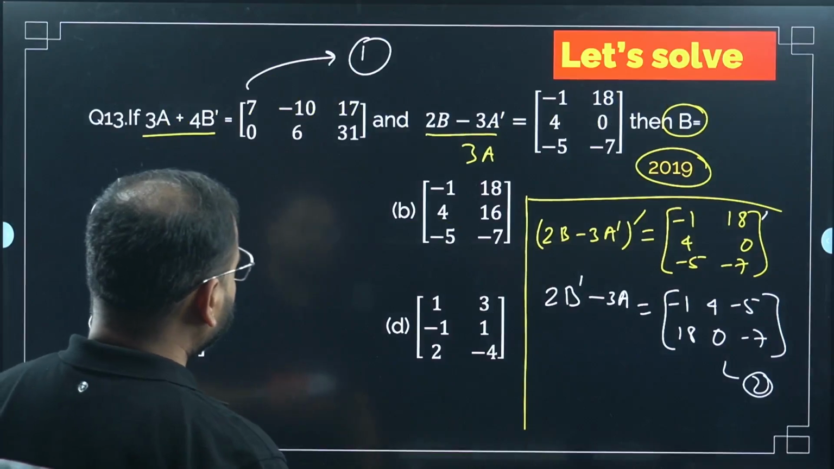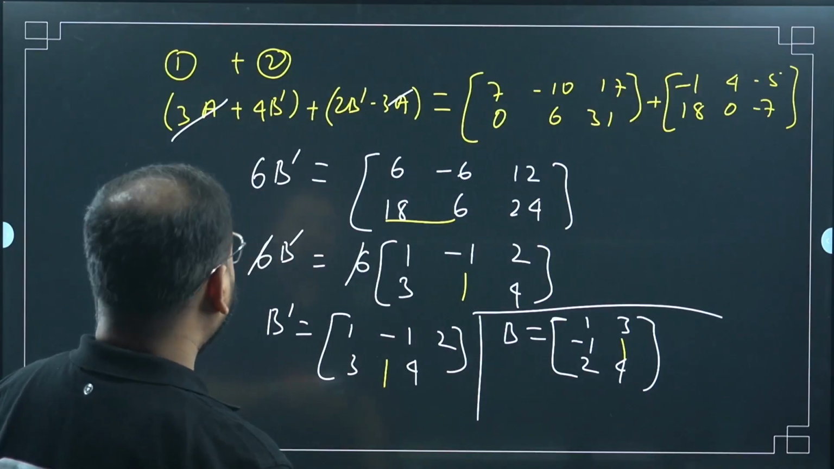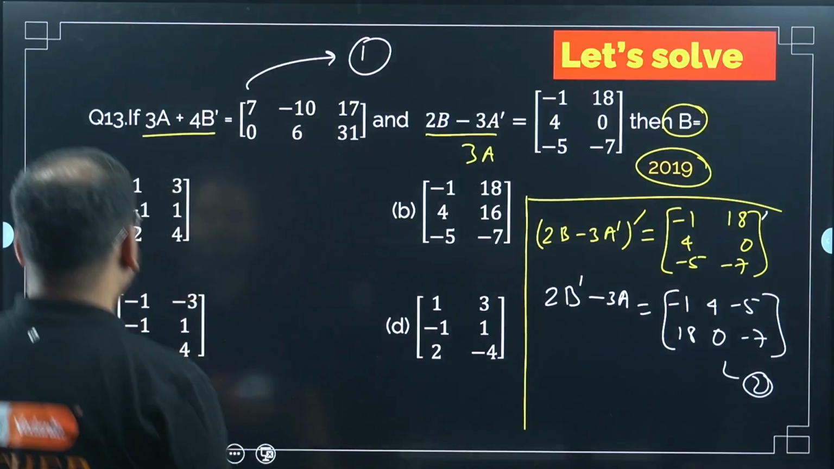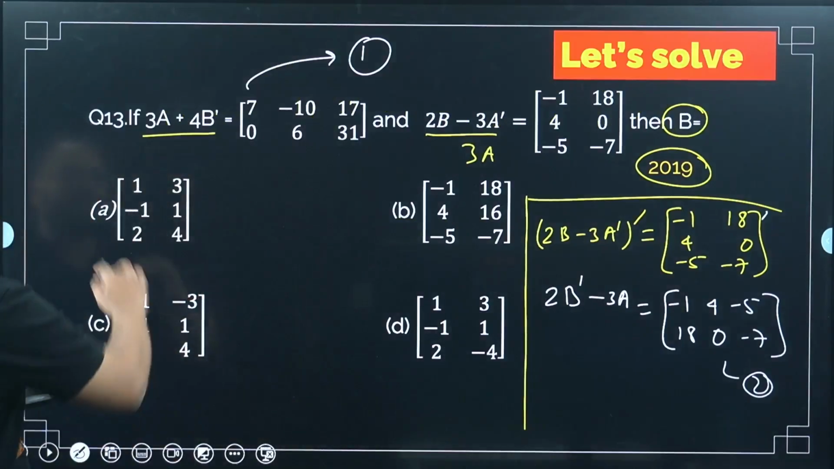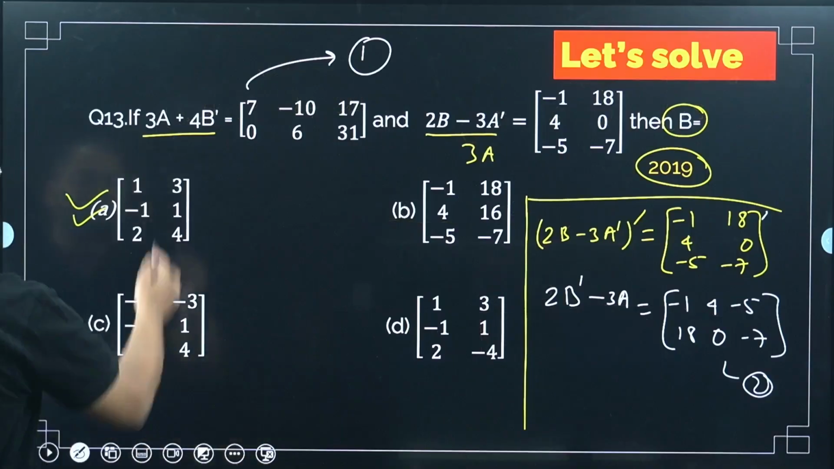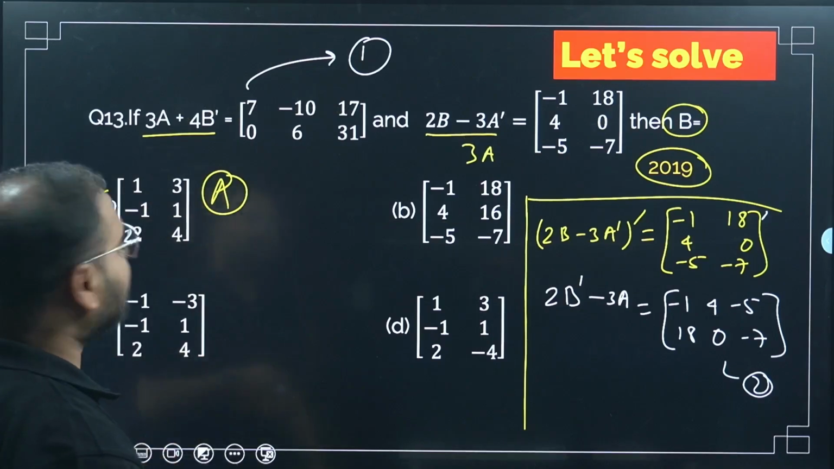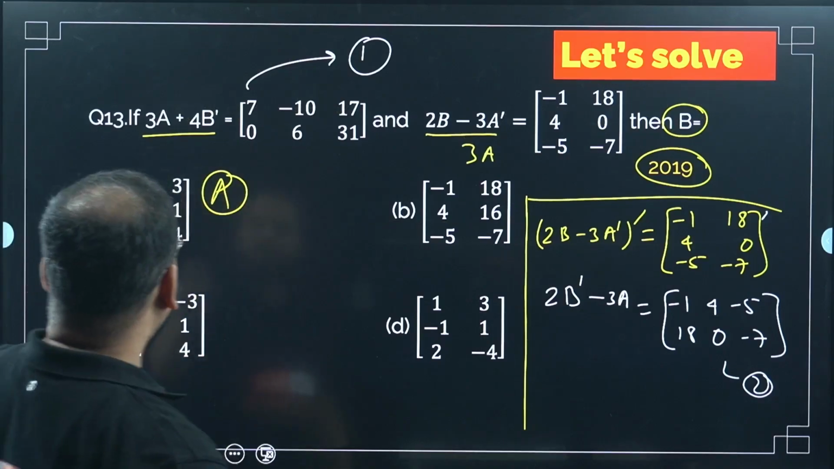1 minus 1, 2, 3, 1, 4. Option A. Correct? Please check. Sorry I took so long to answer this. I made a mistake in the sign. Please correct it. So 1 minus 1, 2, 3, 1, 4.